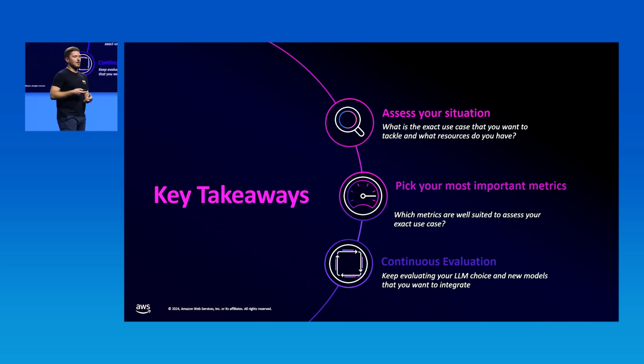And third of all, and this is probably the most important thing that I would suggest to you, is that if you build this evaluation procedure, try to build it in a way that you can use it continuously. Because the next model that you select for one use case will probably not be the last model choice that you have to make for other use cases in your company. Or if there are new models released, you also want to be able to quickly and easily get at least a feeling if that model makes sense to introduce to my use case, if it really has a benefit for my users and for my business. So keep evaluating your LLM choices and new models that you want to integrate.